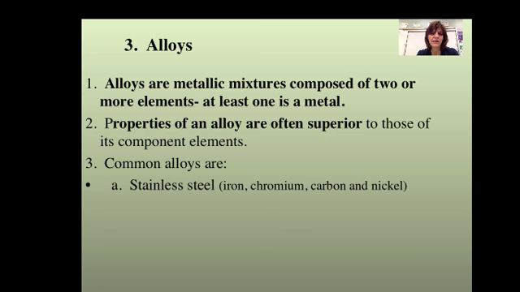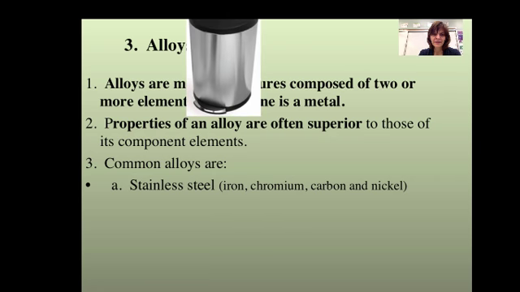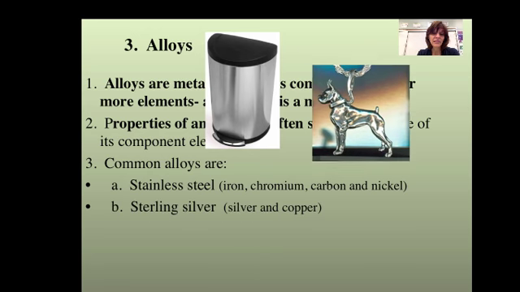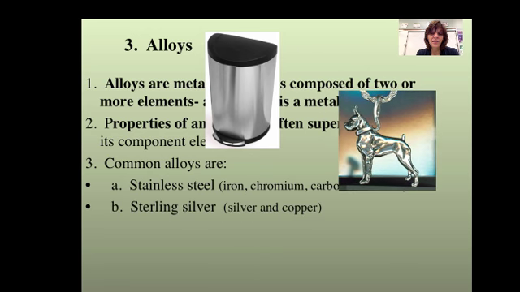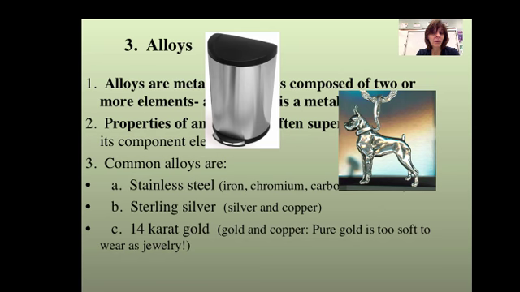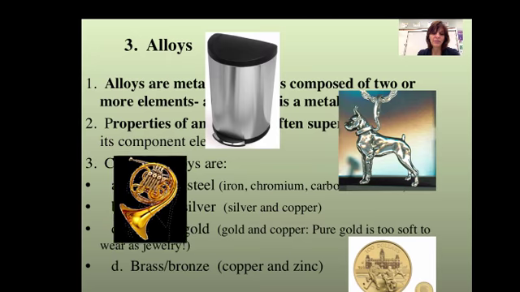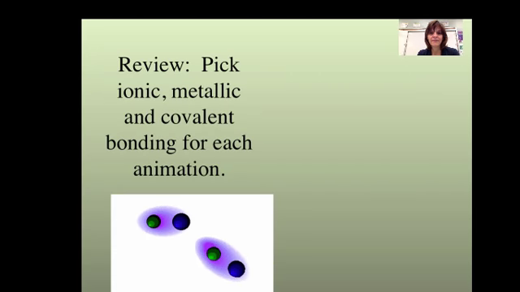Here's some common alloys. Stainless steel, which is iron, chromium, carbon, and nickel. Sterling silver, silver and copper. The copper helps make the silver less prone to tarnishing. 14-karat gold. You wouldn't want pure gold because pure gold is so soft it would bend and deform and wear away. And brass or bronze, which is a mixture of copper and zinc and a few other things.